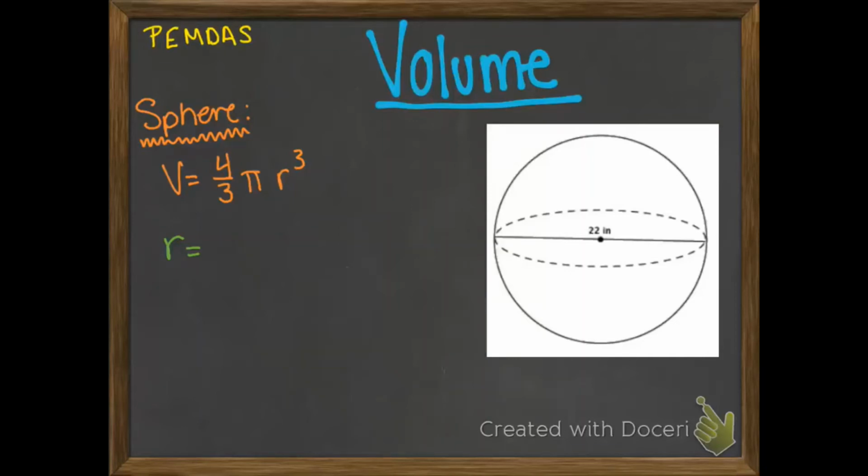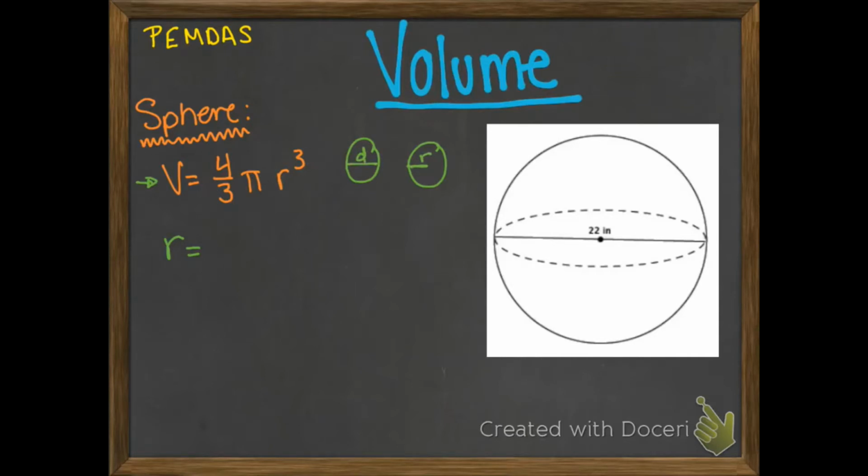Hello, we're going to start working on volume, and this example is with spheres. So for this, we already have our formula, which is V equals 4/3 pi radius cubed, or to the third power. We need to go ahead and find the R, which is the radius. Now remember, that has to do with circles, and with circles you have all the way across, which is the diameter, and halfway, which is the radius. We want the halfway number.